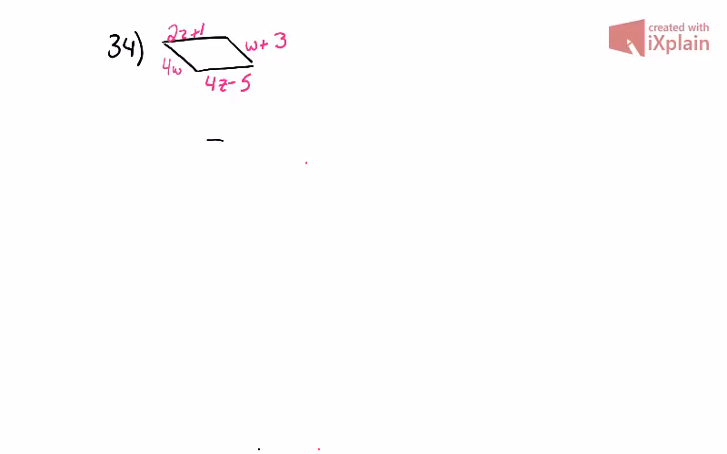So if my opposite sides are congruent, that means that these two across from each other are congruent, and these two across from each other are congruent. So I can set up two equations here. One will be 2z plus 1 is equal to 4z minus 5, and I'll solve for z. And the other equation would be 4w is equal to w plus 3. And I'm going to solve both of those equations.